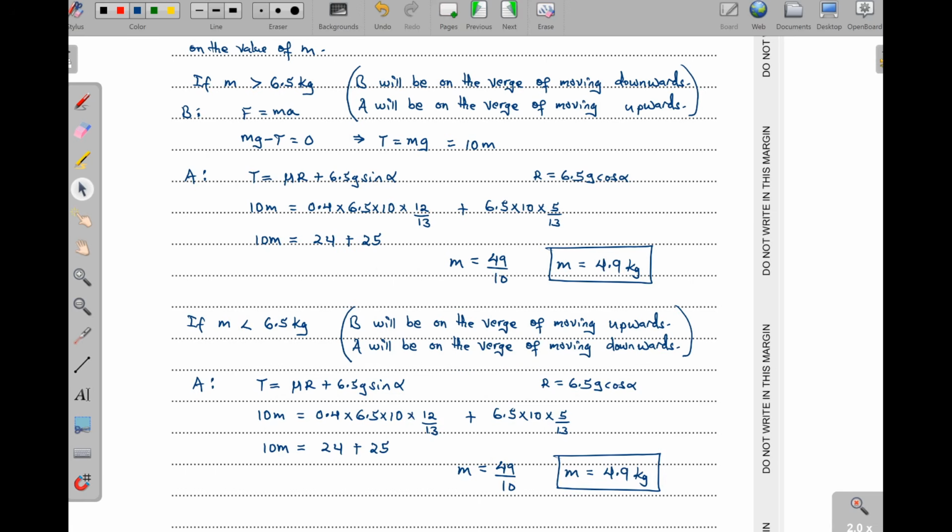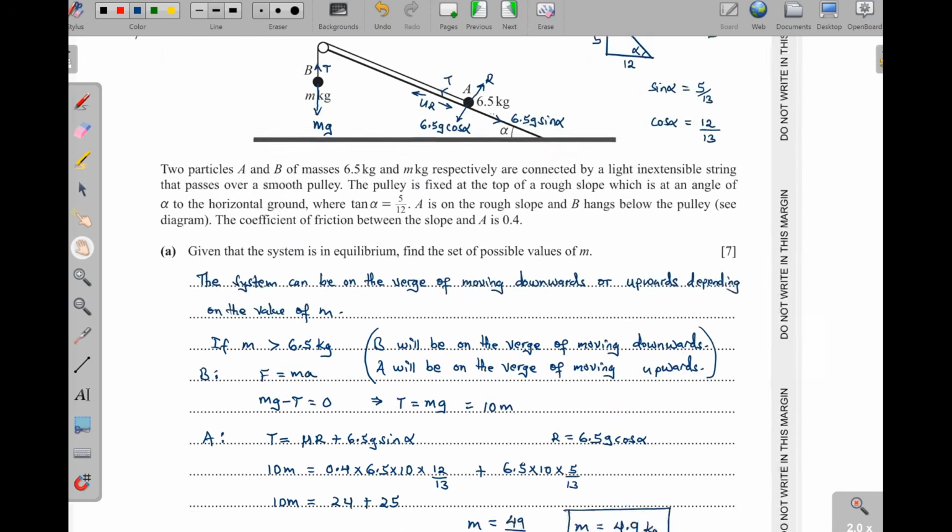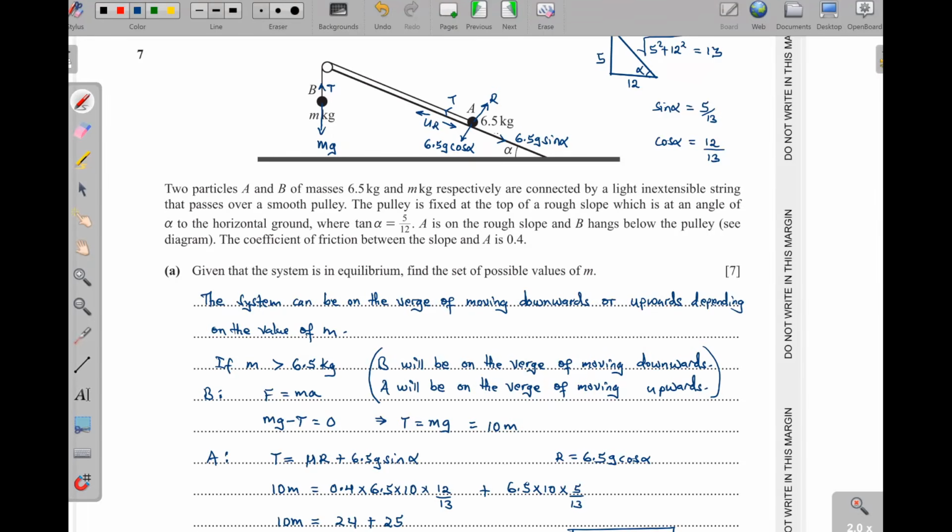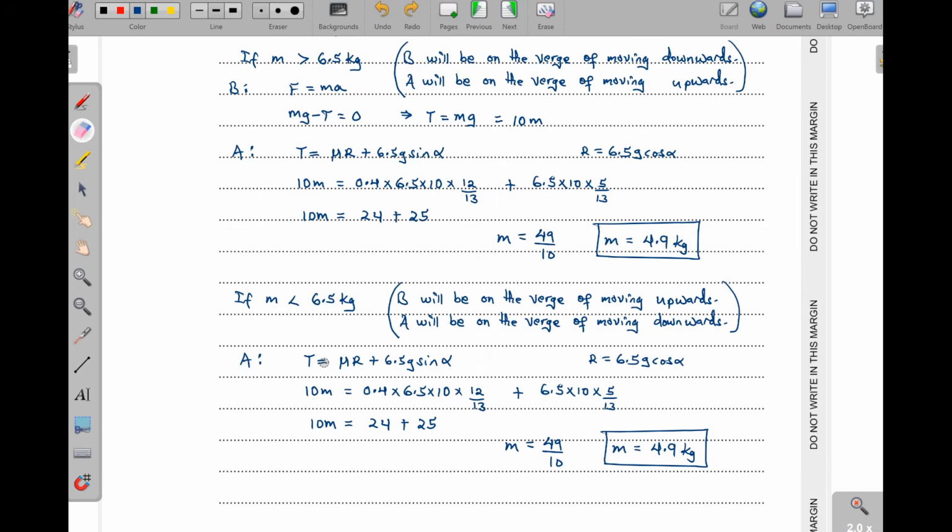So if A is on the verge of moving upwards, then this one, B, is on the verge of moving downwards. That means the frictional force is acting upwards. So the upward forces are going to be the tension and then the mu R. So I will say T plus mu R is equal to 6.5 g sine of alpha.